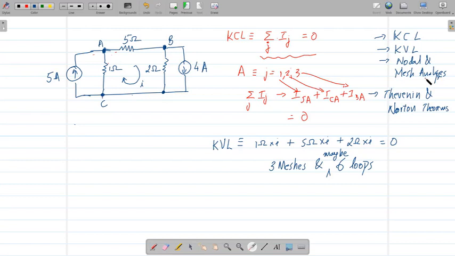Now, the main point here is the question is requiring you to find out what are the voltages at the different parts of the circuit. So I want to calculate VA, VB, and let's say I also want to calculate the currents in the circuit. So calculate IAB.